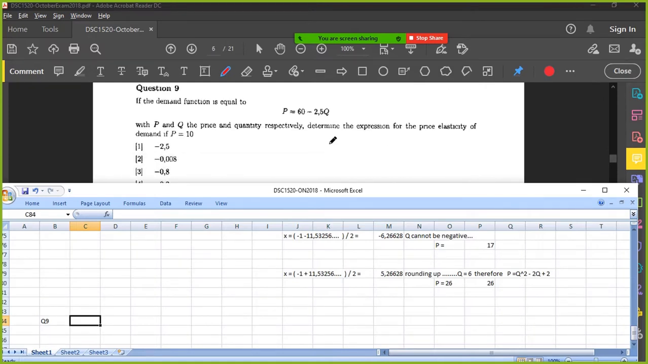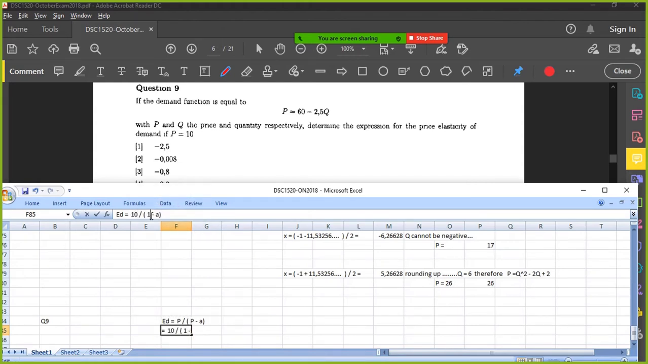Okay, thoughts here? Demand function P and Q, so they want price elasticity of demand if P is 10. The formula is PD equals P over bracket P minus A. So P is 10.